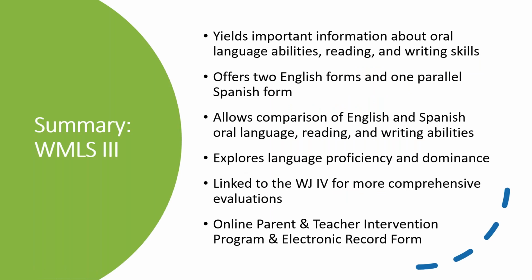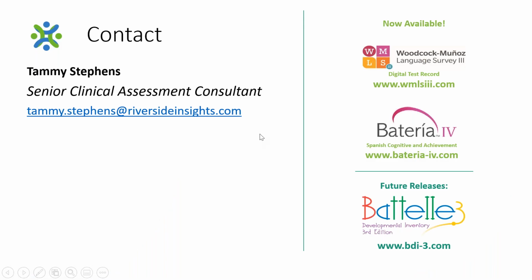So in summary, just to wrap everything up, the WMLS3 yields important information about oral language abilities, reading and writing skills. There are 2 forms in English and 1 parallel Spanish form. It allows you to compare English and Spanish oral language, reading and writing abilities. You can explore language proficiency and dominance. You can link it to the WJ for more comprehensive evaluations. And it has the online parent-teacher intervention program and the electronic record form.